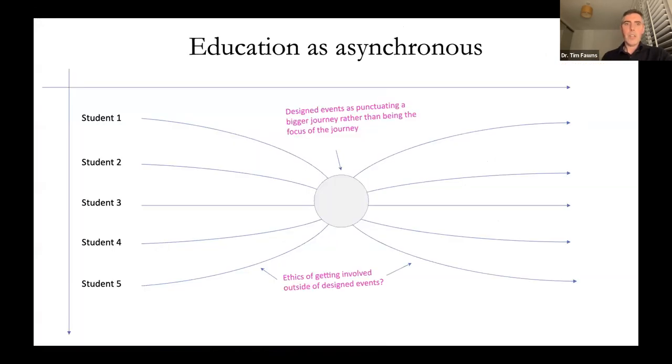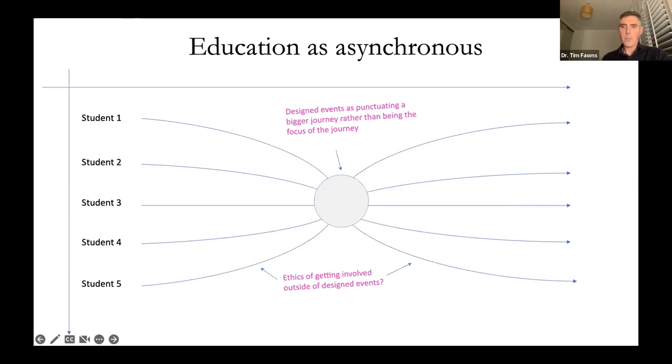So here's just a reinforcement of that idea that you have different students experiencing different things outside of class. Then the circle is this sort of punctuation where you bring them all together and you punctuate that wider journey. And then they go off and do different things. And some of that they'll do together and some of that they'll do individually. And there is an ethical question around the extent to which you should get directly involved in the stuff that is outside of those events.